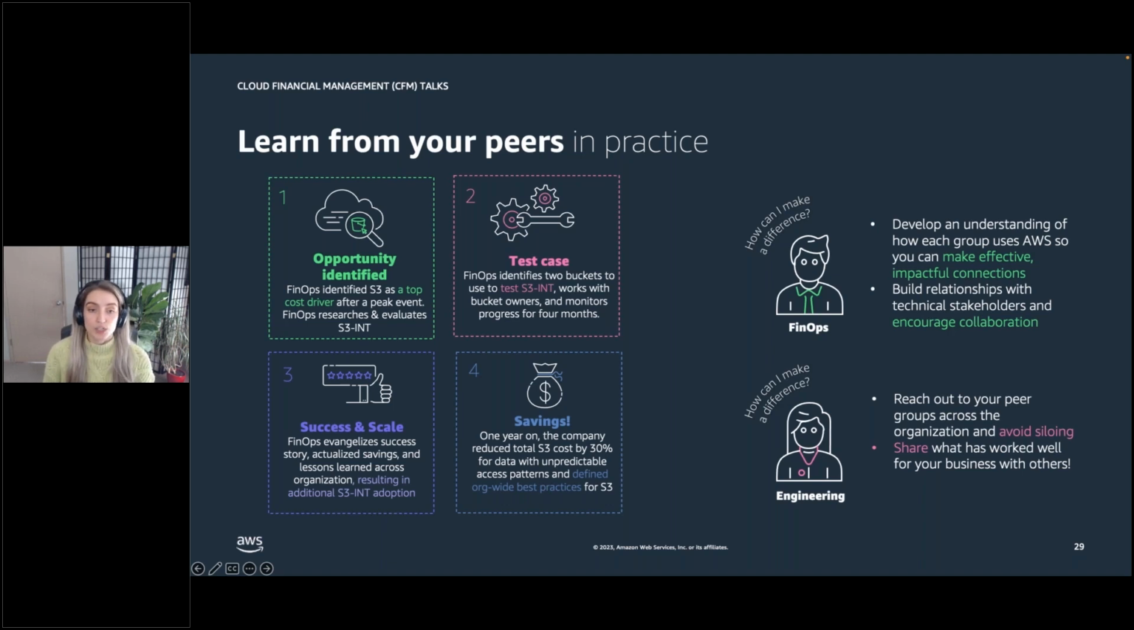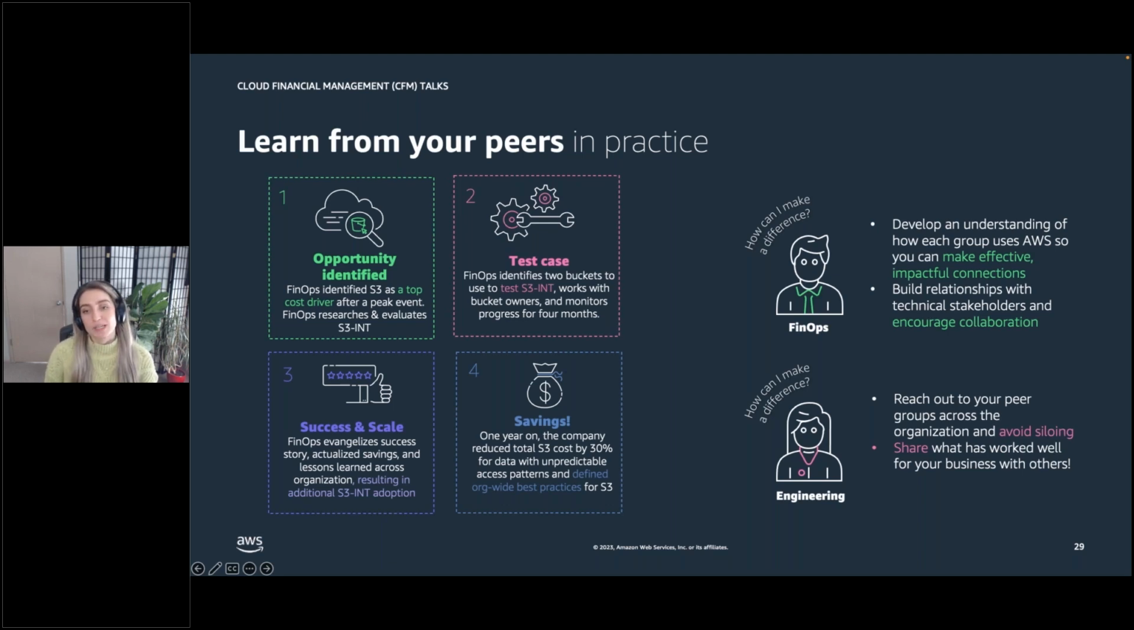They then reached out to some of the business units that they thought would be good candidates, identified one that had a couple buckets and was willing to work with them, cycled those buckets into S3 INT, and then partnered with that business unit to monitor the progress for 4 months and see the benefit and see if that impacted any of their technical rhythms of business at all.